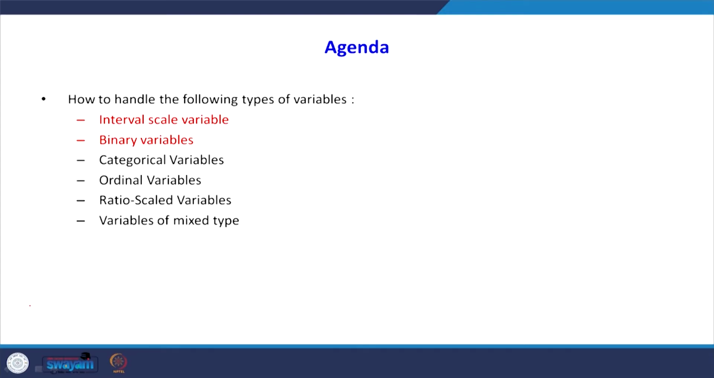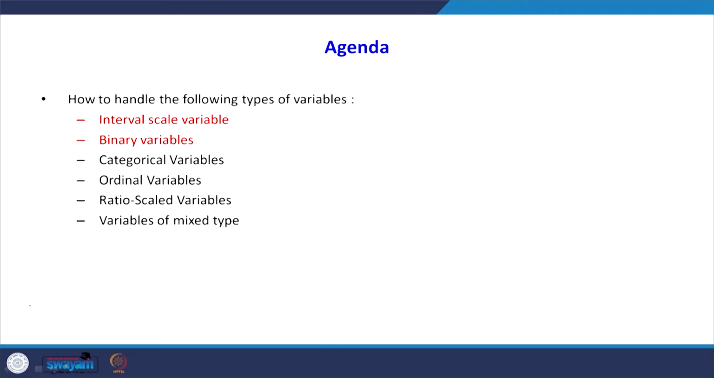In this class, we will see if there is a categorical variable, how to use that data set for clustering analysis. Next, we will see if there is an ordinal variable, how to use it for our clustering analysis, and if there are ratio scaled variables, how to use that data for our cluster analysis. And finally, if the data is of mixed type, a combination of the above data, in that case how to use that data set for our clustering analysis.